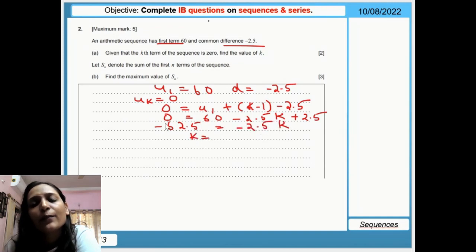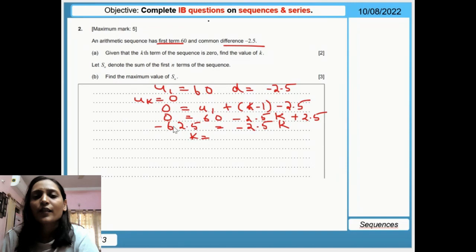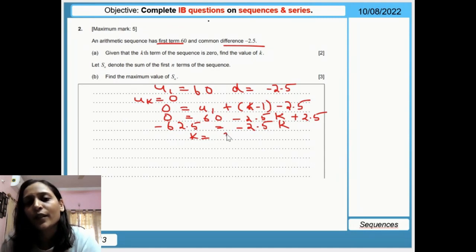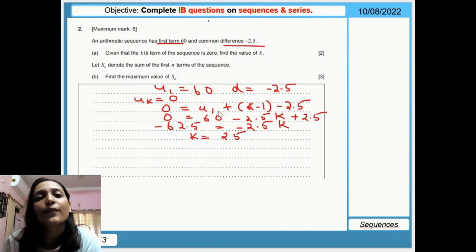So k would be equal to, we can use the calculator over here in order to find the answer. So the answer after using the calculator would be, let me quickly do that, 62.5 divided by 2.5. The answer of k is coming out to be 25. So the kth term or the 25th term of this sequence is going to be 0.